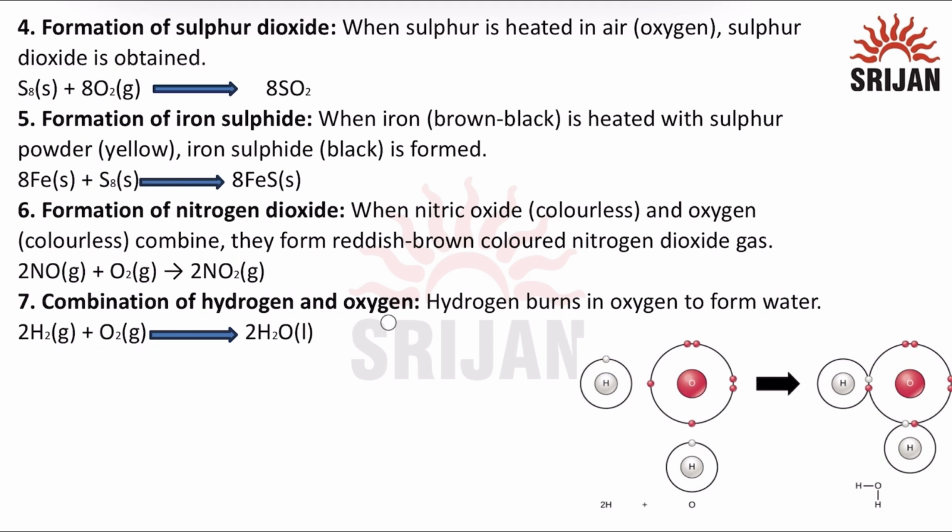Combination of hydrogen and oxygen. As you can see here in the image as well, two atoms of hydrogen will combine with one atom of oxygen to form H2O. For balancing, the 2 and this 2 are multiplied here, so H2 plus O2 gives H2O. I hope these examples are clear, so I hope it's all clear to you.